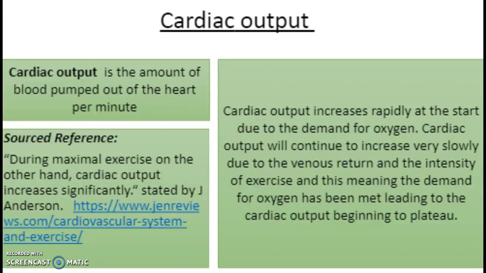Cardiac output. Cardiac output is simply defined as the amount of blood pumped out of the heart per minute. Cardiac output increases rapidly at the start due to the demand for oxygen. Cardiac output will continue to increase very slowly due to the venous return and the intensity of exercise. And this meaning the demand for oxygen has been met, leading to the cardiac output beginning to plateau, just like stroke volume.